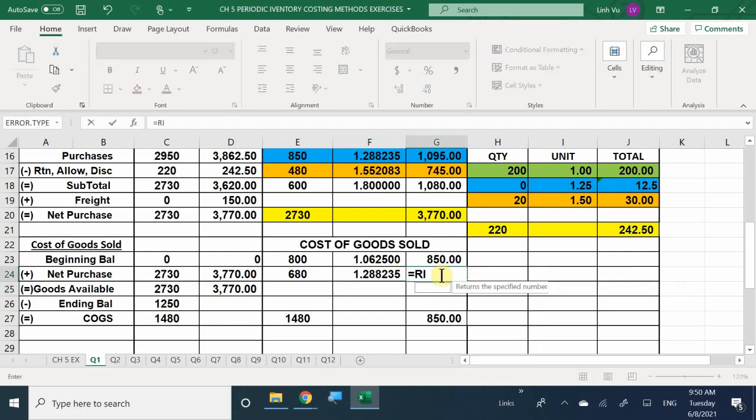So in this case, equal round, right? I taught you this yesterday. Equal round. The first argument is going to be what my equation is going to be. So in this case, I want to know what 680 times 1.288235 is going to cost me, right? And then I'm going to end my argument with a comma. And my next argument is going to be how many decimal places do I want to round to? In this case, 2. I'm rounding to 2 decimal places. Good. So then what is going to be my total cost for selling 680 units? You close it off right there? Is there another comma? No. That's it. You close it off. That's where you close off your formula.